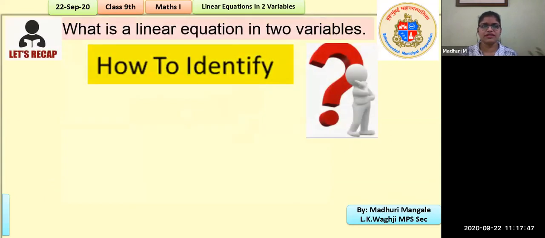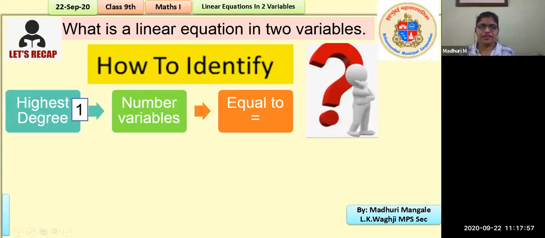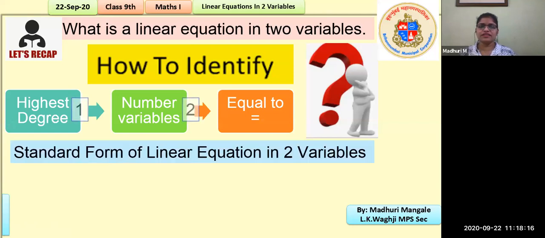So what is a linear equation in two variables? For all those who are new today, what is a linear equation in two variables and how to identify it? So we look at the highest degree, that should be 1. The number of variables should be 2. And of course, there should be an equal to sign because that makes it an equation. Linear means the degree is 1, 2 variables, and the equation has an equal to sign. Fine. And then we look at the standard form.